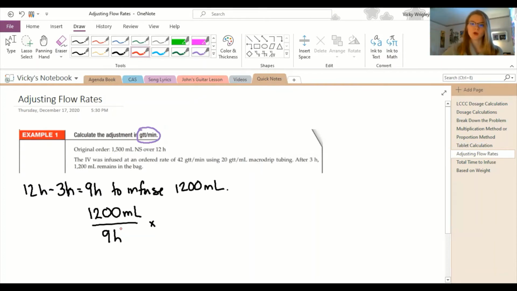So let's look at what the problem gives us. The IV was infused at an ordered rate of 42 drops per minute using 20 drops per milliliter macro drip tubing. So this right here is the original flow rate. We don't need to care about the original flow rate for this problem, because all we need to do is to figure out what the new flow rate should be from our new desired dose. We need to get 1,200 milliliters into the patient inside of 9 hours. Doesn't matter what the original flow rate is.